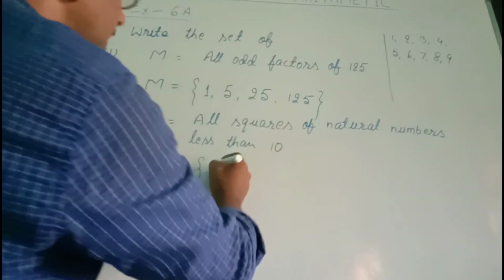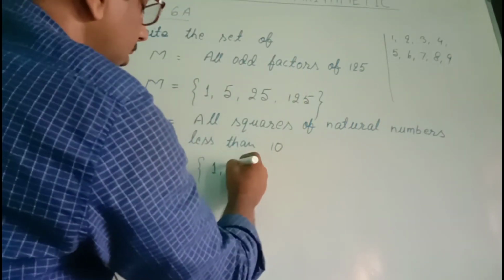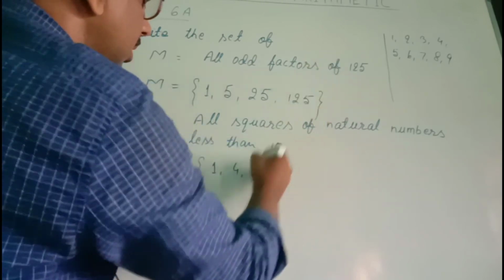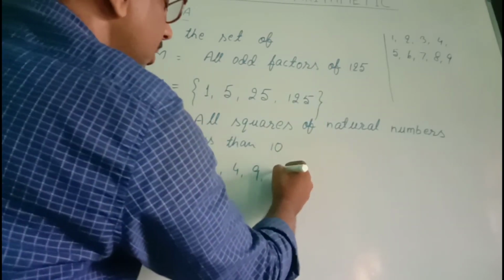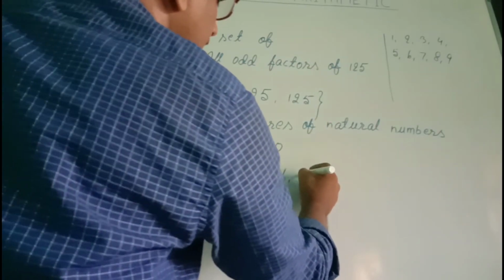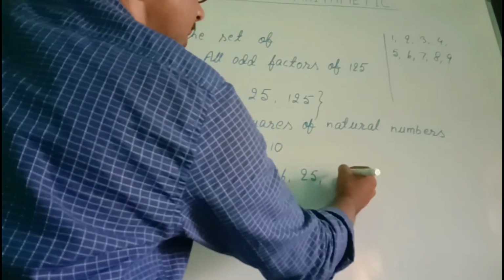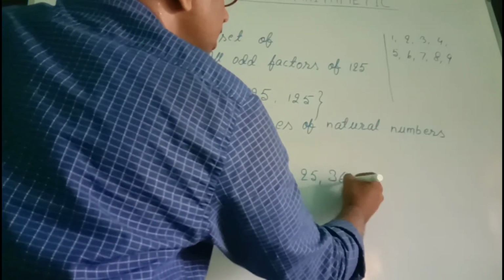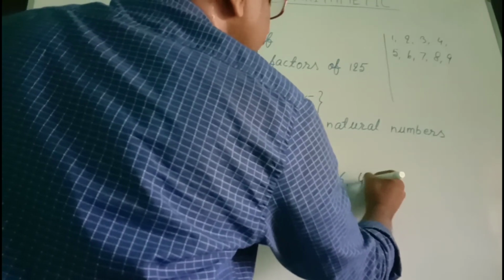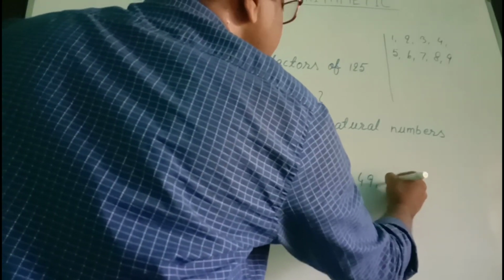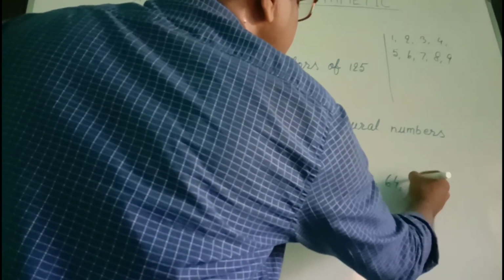So the square of 1 is 1, the square of 2 is 4, the square of 3 is 9, the square of 4 is 16, the square of 5 is 25, the square of 6 is 36, the square of 7 is 49, the square of 8 is 64, the square of 9 is 81. So these are the elements of set A.